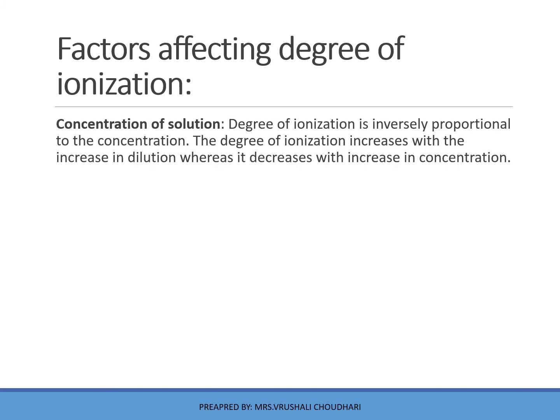Concentration of solution. Degree of ionization is inversely proportional to the concentration. If we dissolve a large quantity of salt in water, then the number of ions is less because they don't have a place to move here and there. So degree of ionization decreases. But if we take a very small amount of salt and dissolve it in water, they produce a large number of ions because there is a lot of space for moving here and there. So they will form cations and anions in large numbers, and degree of ionization increases. At a low concentration, degree of ionization is high. At a high concentration, degree of ionization is low.